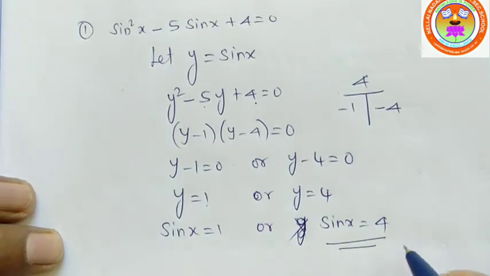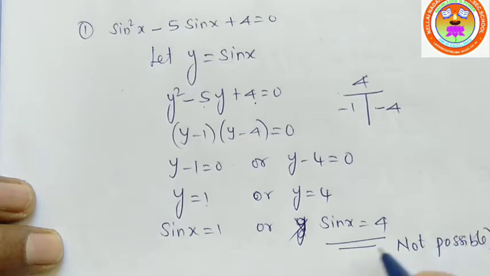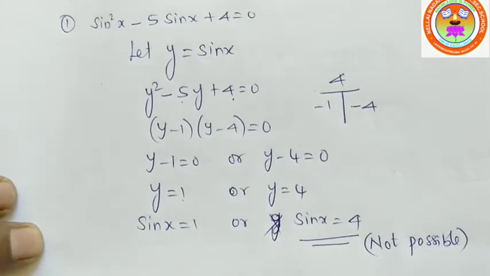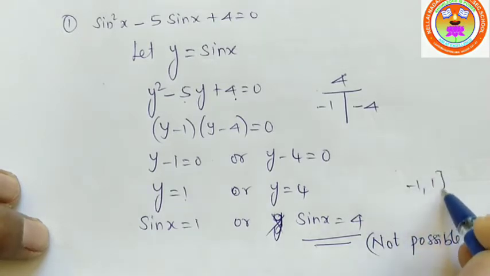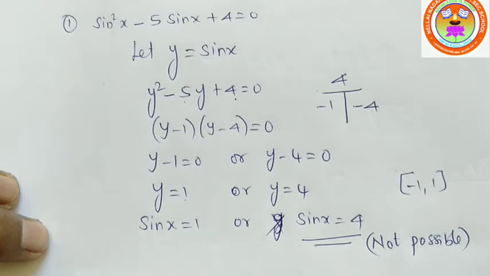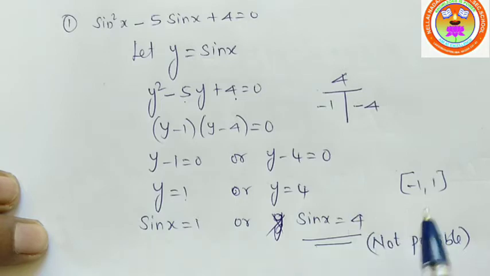But this value is not possible. The reason is the range of the sine function. The range of the sine function is minus 1 to plus 1. If we apply 0 for x, sine 0 is 0. If x is equal to 30 degrees, sine 30 is 1 by 2. Sine 45 is 1 by root 2. Sine 60 is root 3 by 2. Right? Sine 90 is 1. So these values are coming in this range.